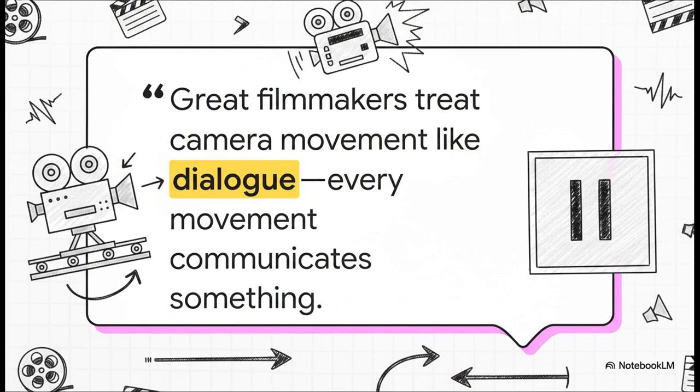core philosophy, something to keep in mind every single time you pick up a camera. Great filmmakers treat camera movement exactly like dialogue, because every movement communicates something. A slow dolly in, that's not just a dolly, it's a whisper. A handheld shot isn't just a lack of a tripod, it's a frantic shout. A locked-off static frame isn't just boring, it's a purposeful, dramatic silence. Your audience might not consciously know why you chose to use a tracking shot instead of a pan, but trust me, they will always, always feel its emotional effect.